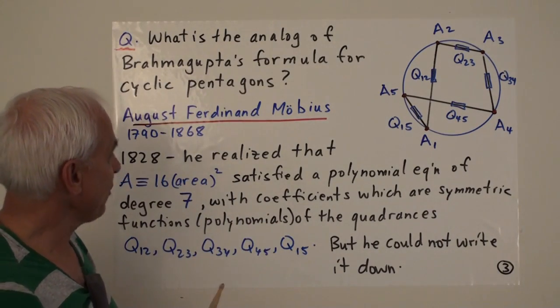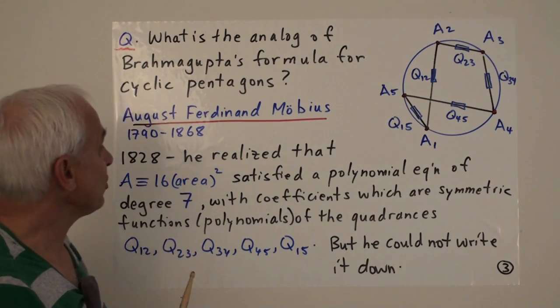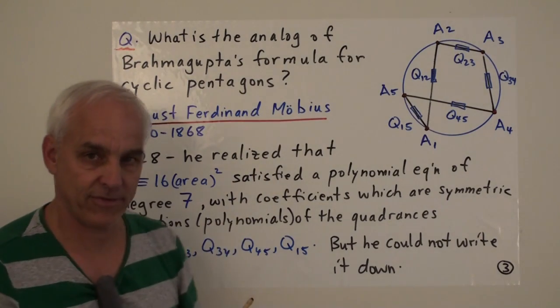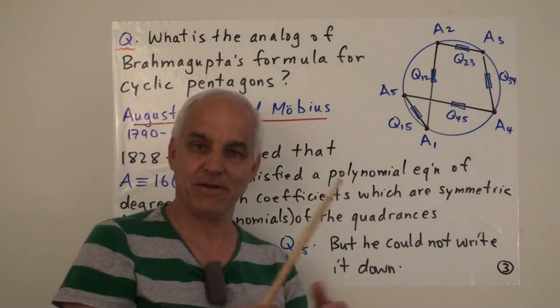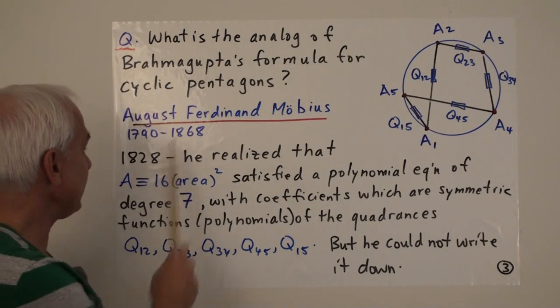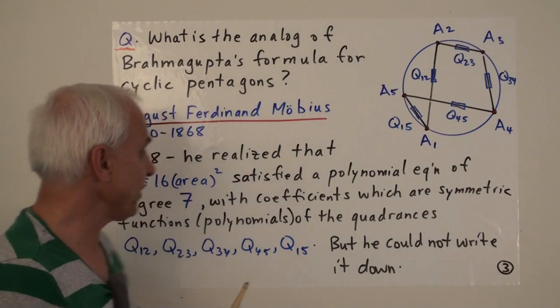Well, I think the first person to seriously investigate this is the great German geometer, August Ferdinand Moebius, also famous for having introduced the Moebius band. And he lived from 1790 to 1868, and made important contributions to 19th century geometry.